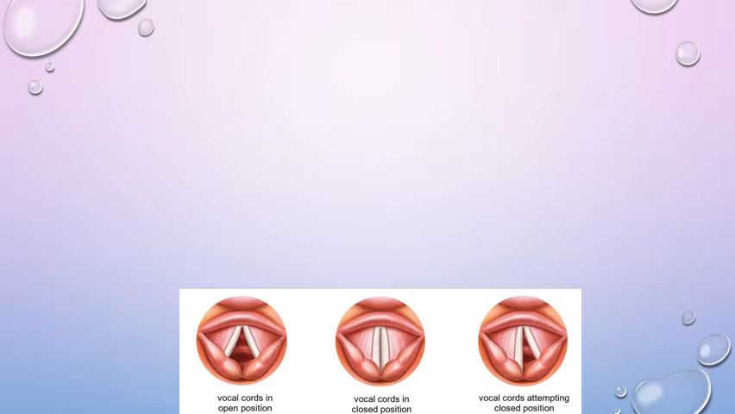So the first picture shows you vocal cords in fully open position. This position is there when we use it for our normal breathing, when we inhale air and when we exhale air. And then the second one, vocal cords in closed position. In this, the air does not pass out. This is a type of stricture. And then vocal cords, when fully open, try to come in contact with each other. So it is attempting to come to close position.